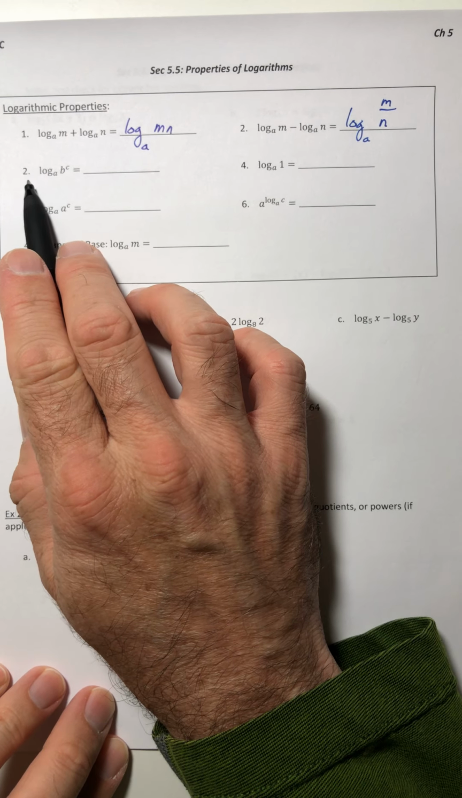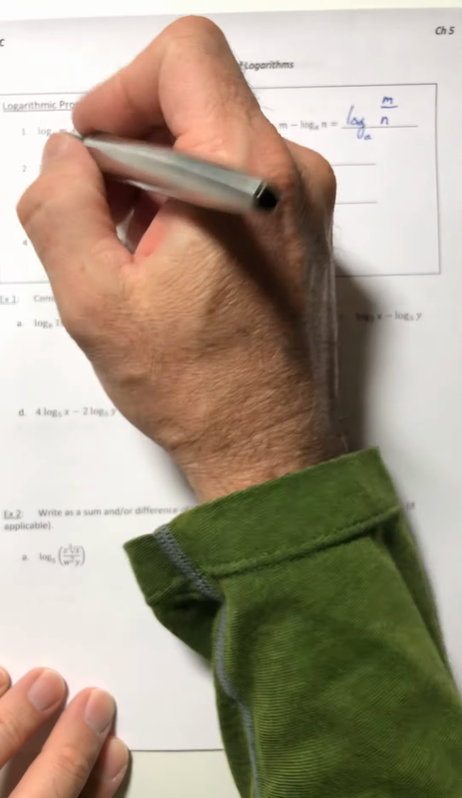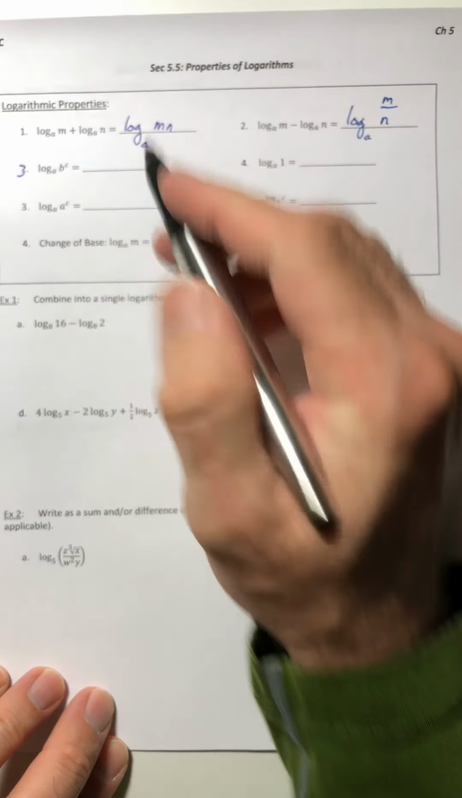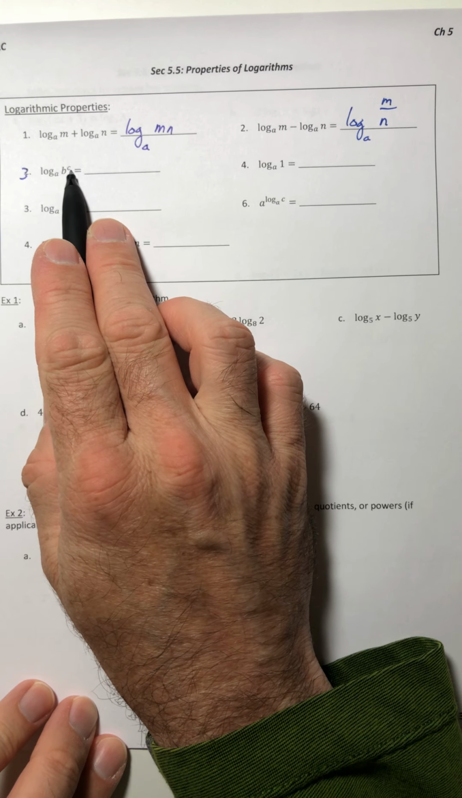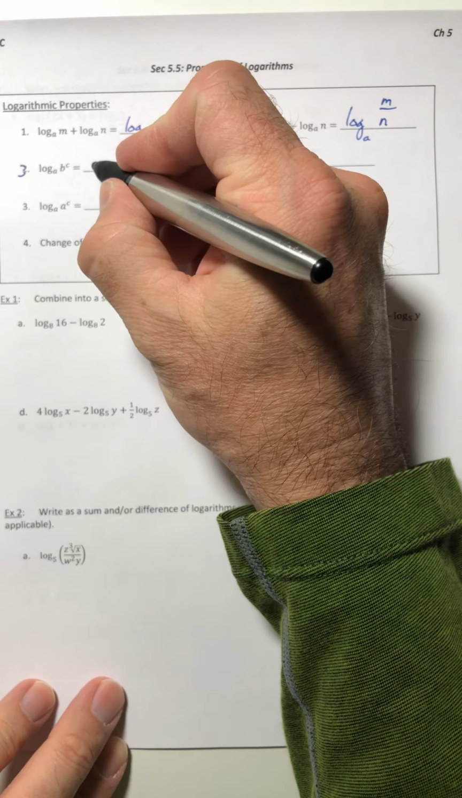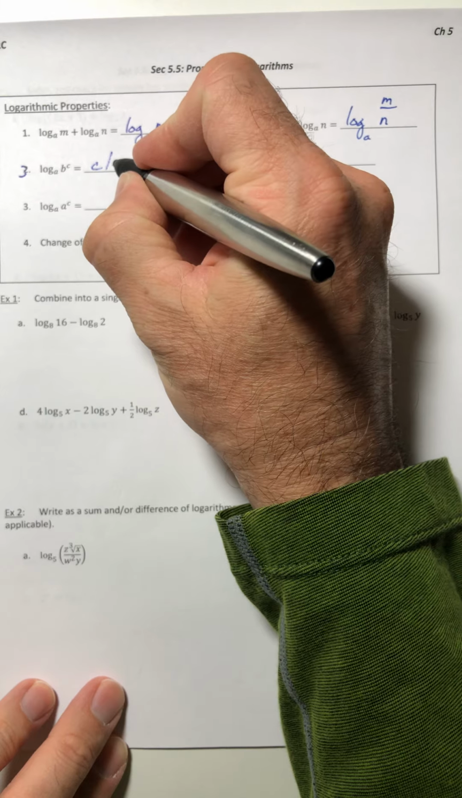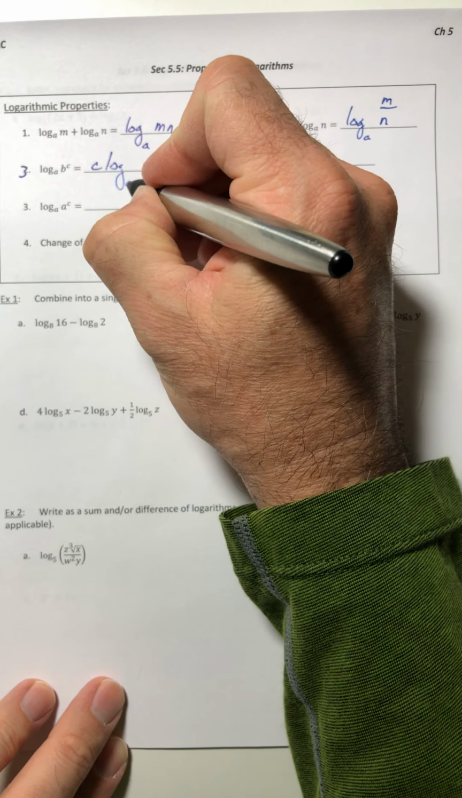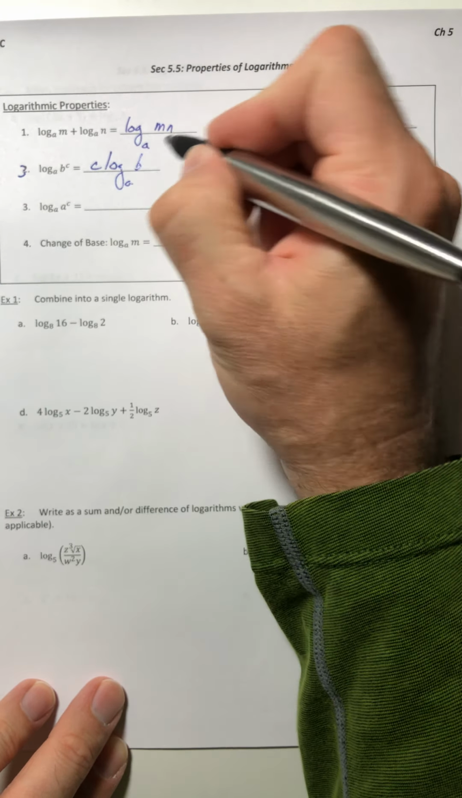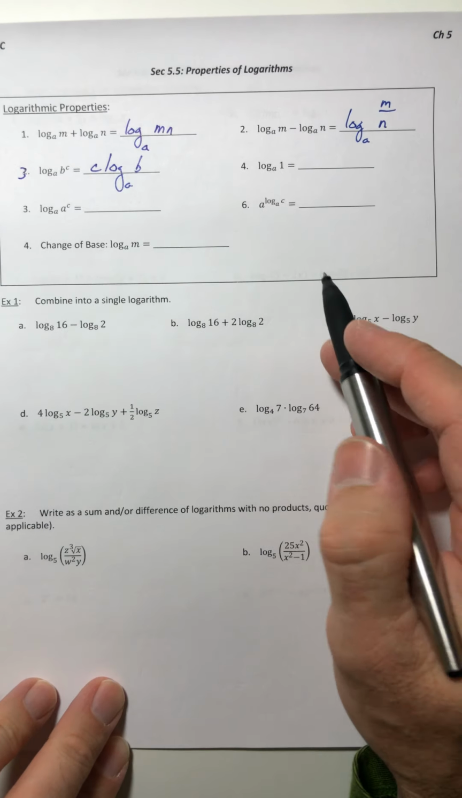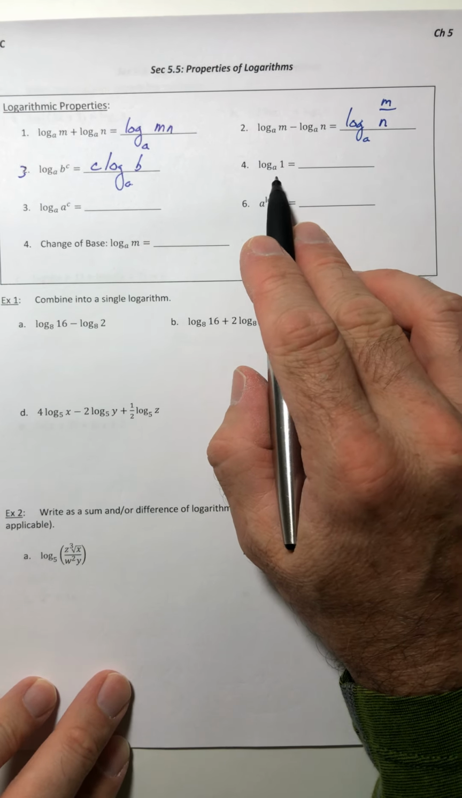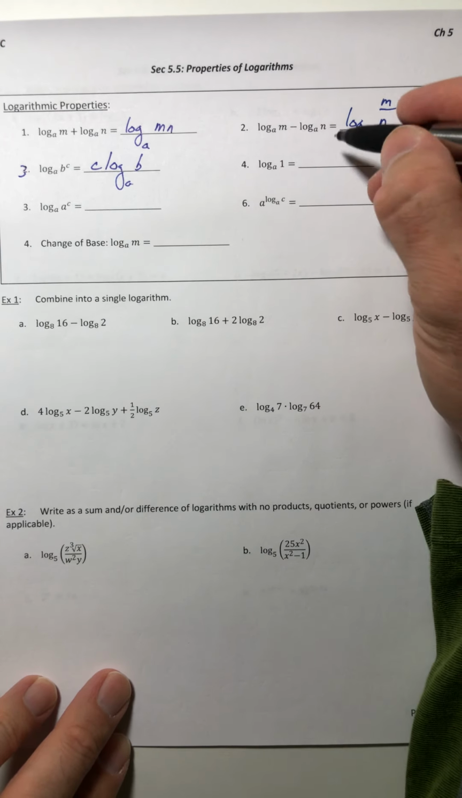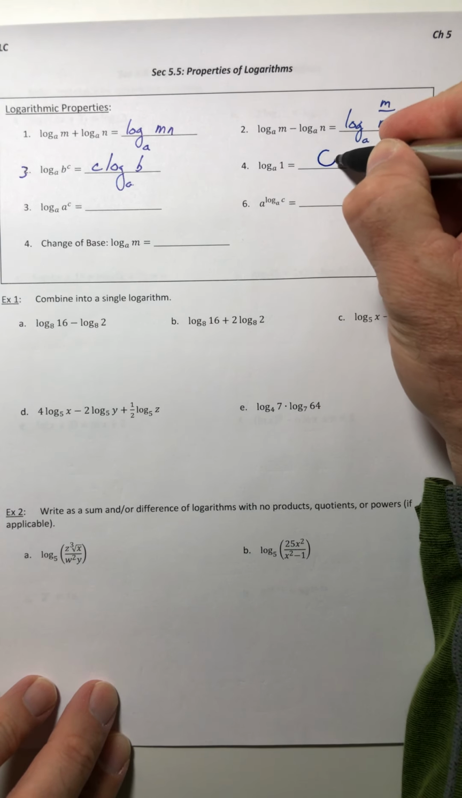Okay, property number, well, that should be property number 3. If you have log base a of b to the c, so there's an exponent, you can pull that exponent down. So c log base a of b. Property number 4, log base a of 1, we discussed in the previous section, that's always going to be 0.